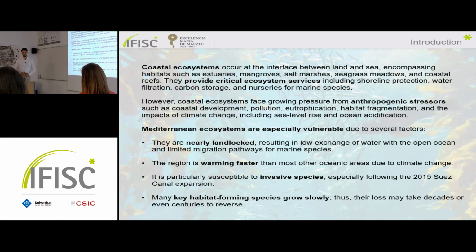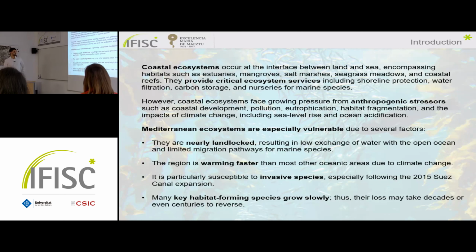However, coastal ecosystems are very vulnerable to anthropogenic stressors, like coastal development, pollution, eutrophication, and global warming in different shapes. In particular, the Mediterranean ecosystems are even more vulnerable to these stressors for several reasons. First of all, it is nearly landlocked. It only has connection with the ocean through the Gibraltar Strait. Therefore, it has very little water exchange, and the species that live in the Mediterranean do not have easy migration routes in case the situation locally gets very difficult for them.